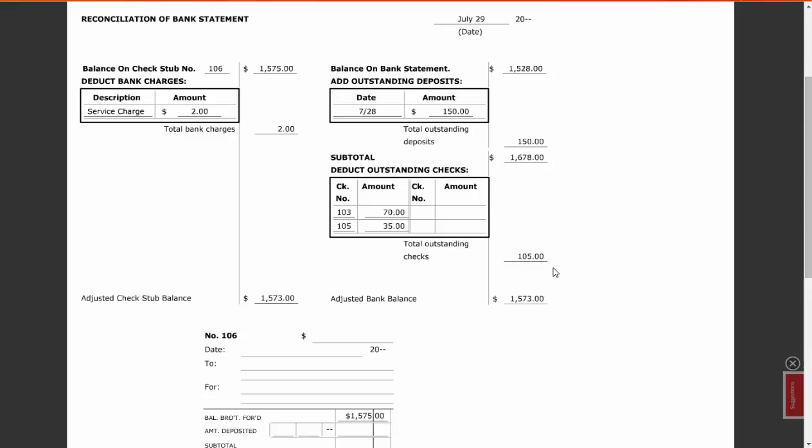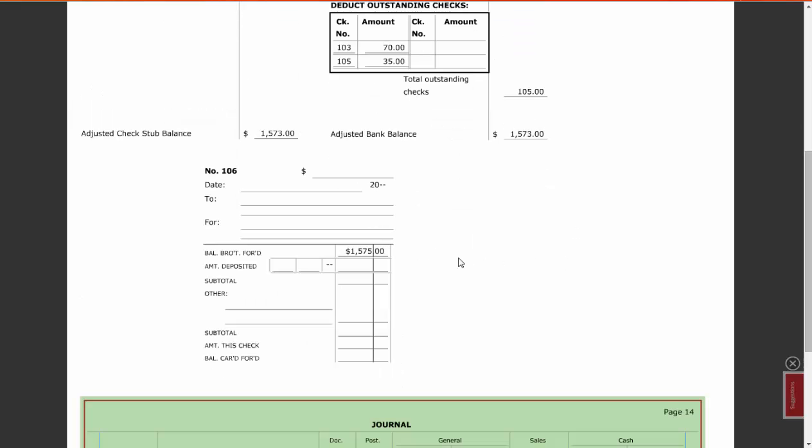So I have to, on my check stub, go down here and put in my bank charge. So I don't have a deposit. The deposit's already in there. So I'm just going to take 1,575 and put it down there. But I need to put in here a service charge for $2. Okay, so then my amount of other is going to be 2, and then I need to go 1,573 because now my adjusted check stub balance actually equals my check stub balance.